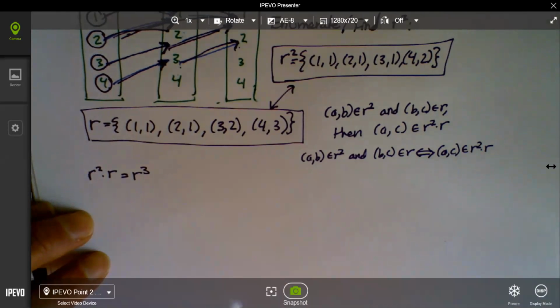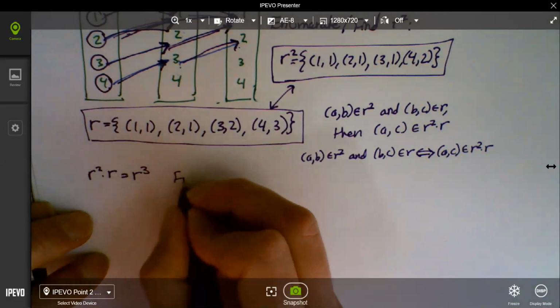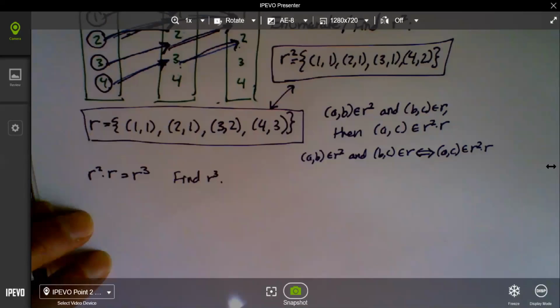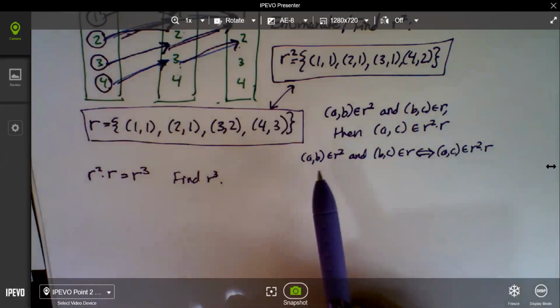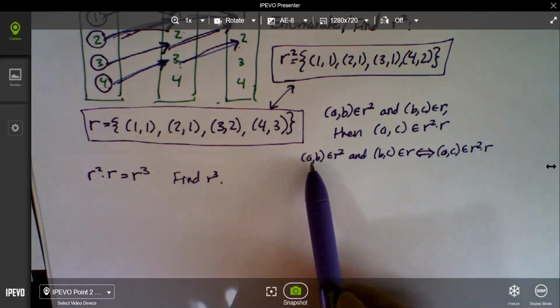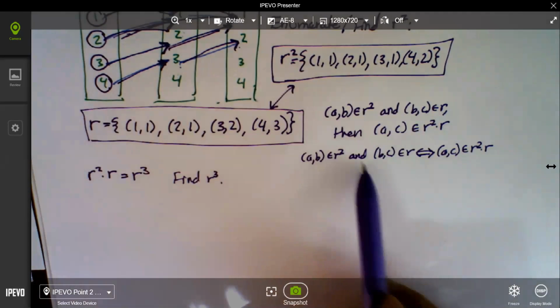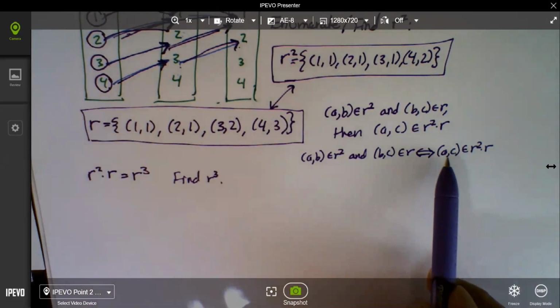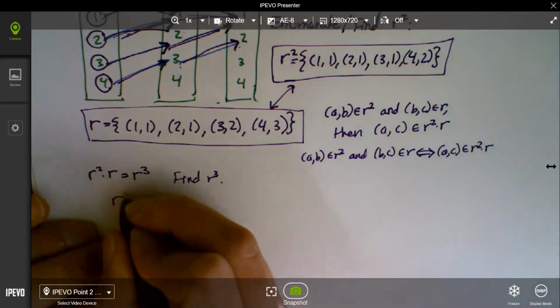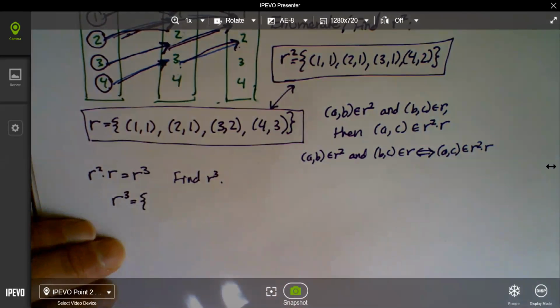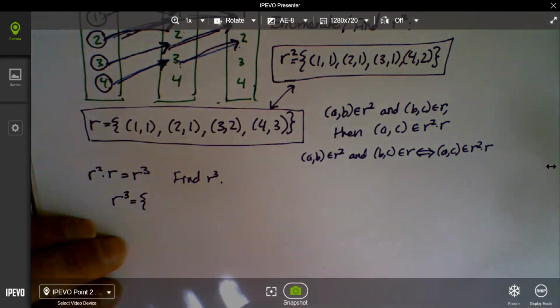Directions in a question on a test could be something like "find R cubed," which means find the elements in the composition of R squared with R. So we're looking for all elements (a, b) in R squared and (b, c) in R. That tells us that (a, c) is going to be in R squared composed with R. We'll take this step by step, and once you get comfortable, it's not really confusing. You just have to make sure you're meticulous when you do this.